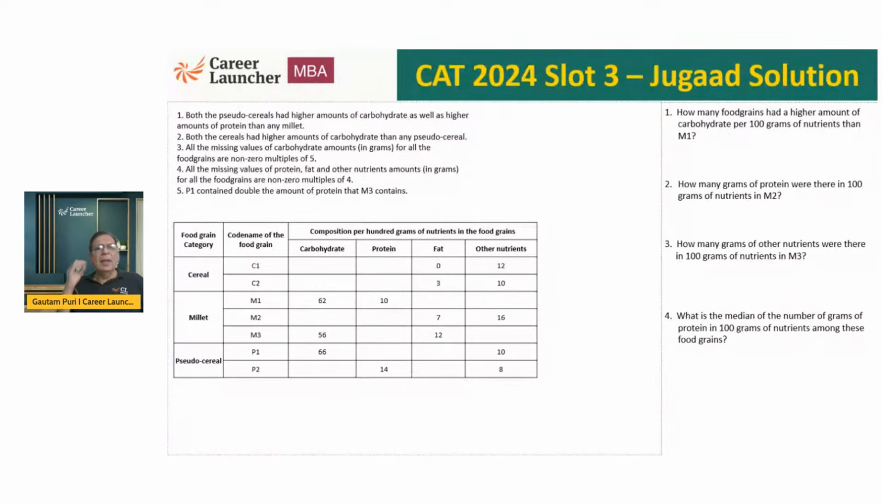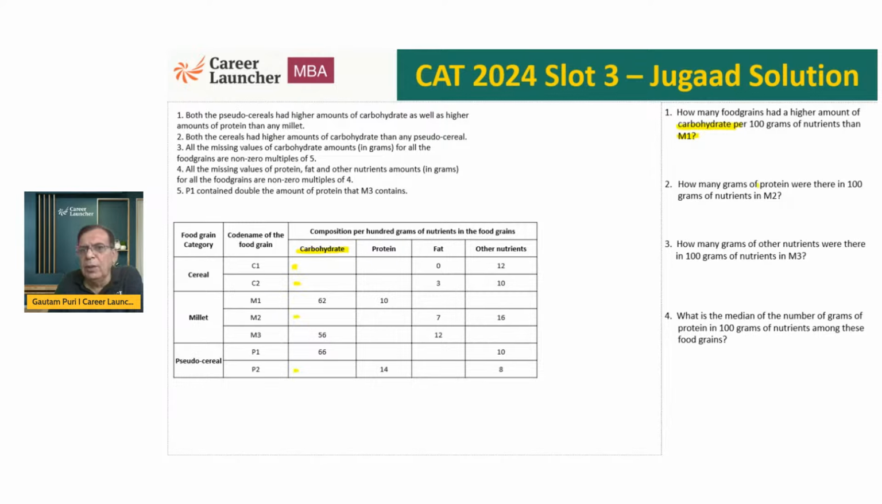And I'll again highlight. Question 1 is telling me we need to find how many food grains had high amount of carbohydrates per 100 grams of nutrients than M2. Question 1 is telling me please find all the missing carbohydrate values so that you can find the answer to this question. Okay. So this is what question 1 is telling me. I need 1, 2, 3, 4 values. Okay. What is question 2 telling me?